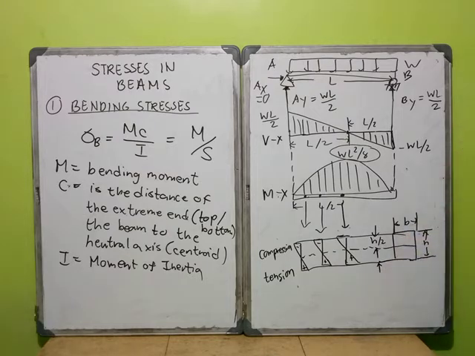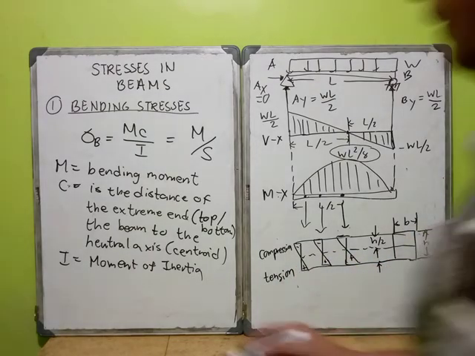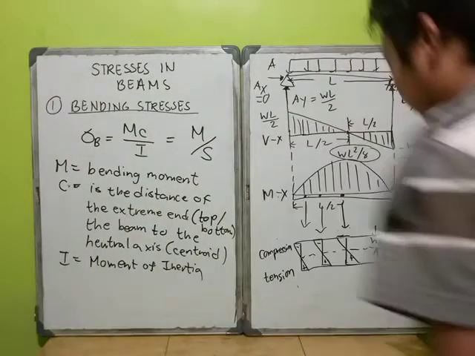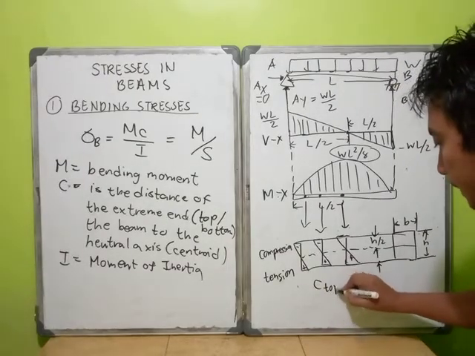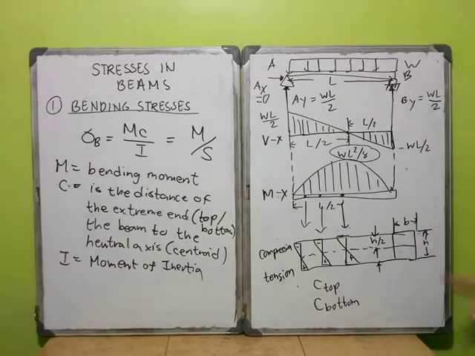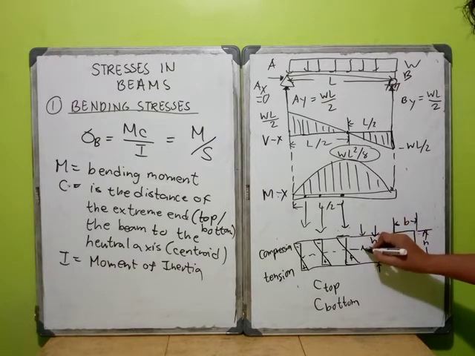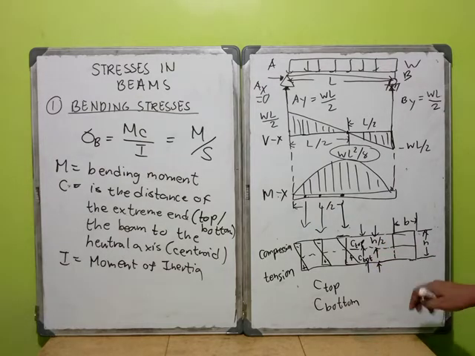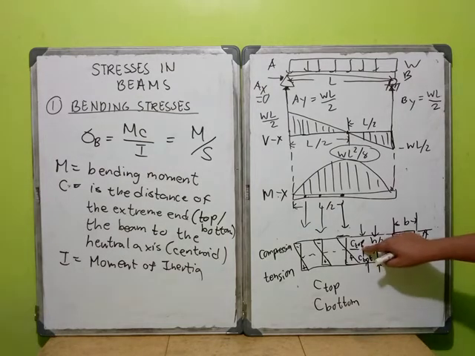you will have two different values of your C. So your C will have two different values: C top, and then C bottom. So if that is the case, you will have two bending stresses. This will be your C top, and then this will be your C bot. Let us say C bot only, in order to conserve.